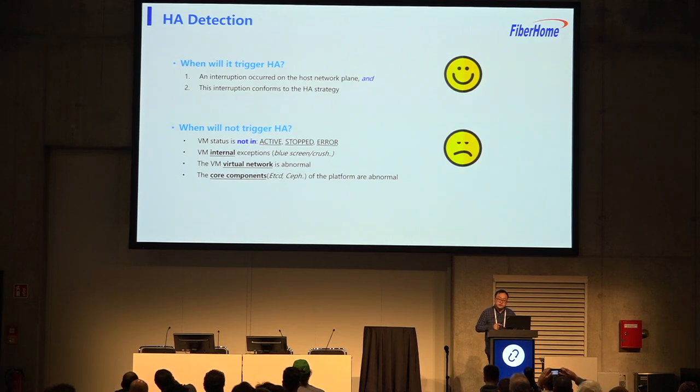And when will it not trigger HA? When the VM status is not active, stopped, or error, or when internal exceptions occur inside the VM, it will not trigger. And when the VM virtual network is abnormal, we still won't trigger HA, because the HA stack only handles the physical network failures of a host. The VM virtual network failures are still handled by Neutron. And by the way, when the core components are abnormal, the HA process will still not be triggered.